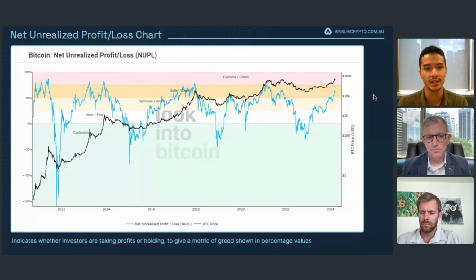Yeah, so it's essentially using the same metrics, but it's giving it in these categories: euphoria, greed, belief, optimism. You've got hope and fear, and capitulation, which is down in that green section here.